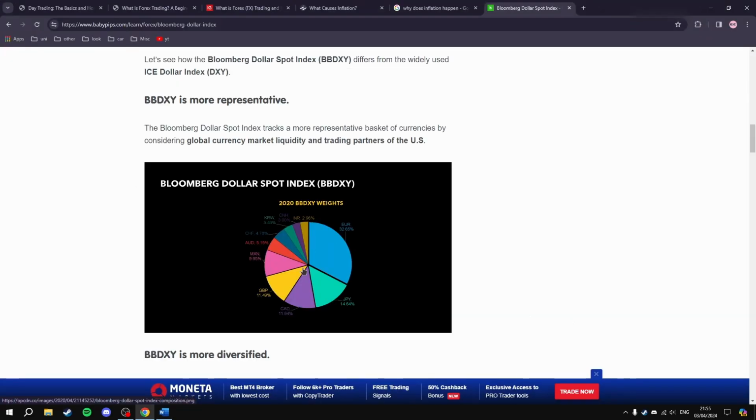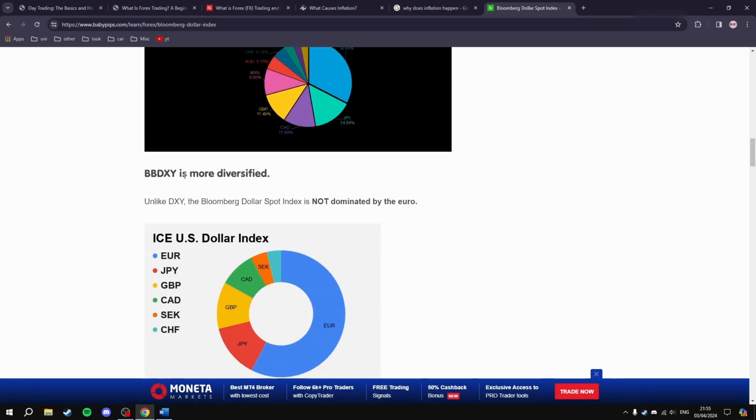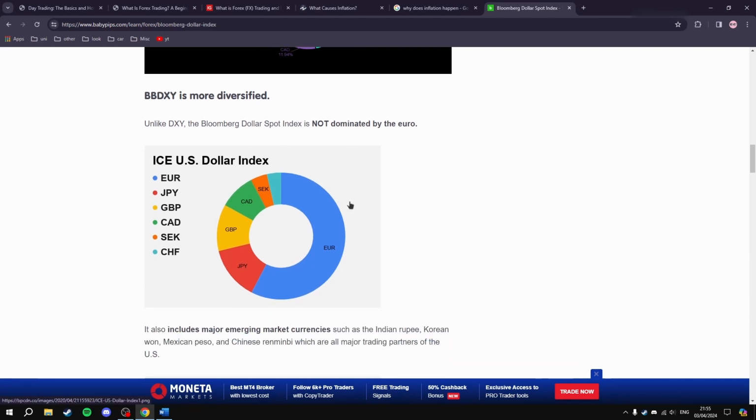Bloomberg Dollar Spot Index 2020 weights: Euro, JPY, CAD, GBP, MXN, AUD, CHF, KRW, CNH, and it says INR. Global currency market liquidity and trading partners of the US. BBDXY is more diversified. Unlike the DXY, the Bloomberg Dollar Spot Index is not dominated by the euro.